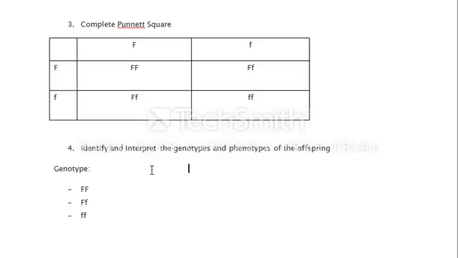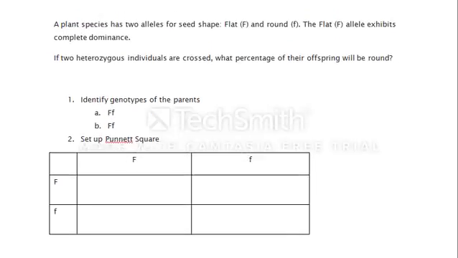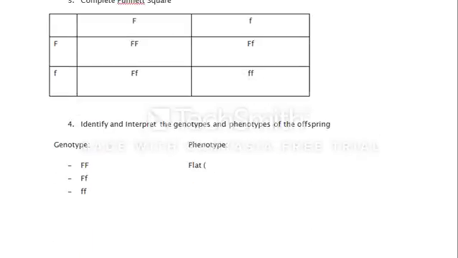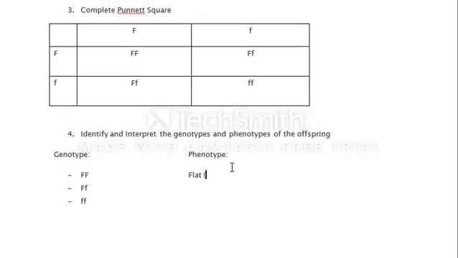Now that we know the genotypes, we can then use those to figure out what the phenotype will be. So, big F stands for the flat allele and is dominant over little f. So if we have two big F's, the phenotype will be flat. And in this case, we see this. Remember, the question wants us to find out what percentage of the offspring will be round. So we should find the percentages. So for big F, big F, there is 1 out of 4 possible offspring, which translates to 25%.